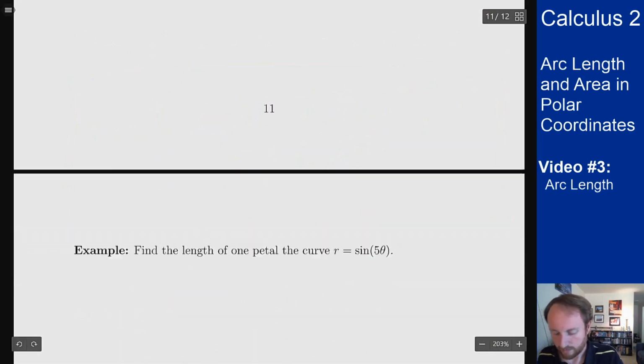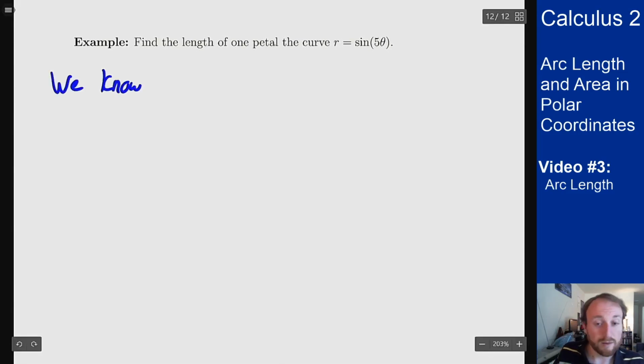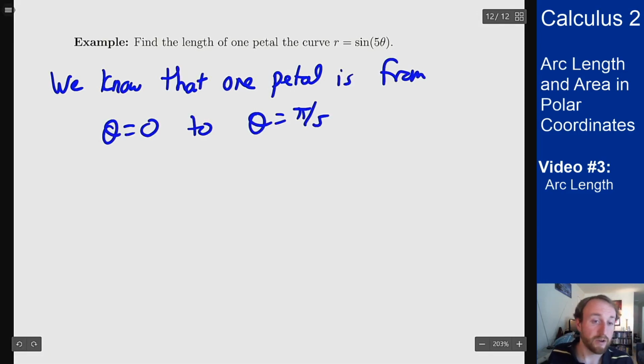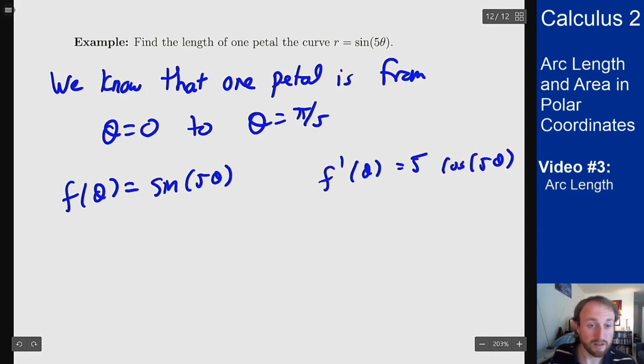So as an example to wrap this up, find the length of one petal of the curve r equals sine of 5 theta. This is our same curve from before, but now I want to do the length of one petal and not the area inside. So we know that one petal goes from 0 to pi over 5 in terms of theta. That becomes the bounds of our integral here. So then what are we integrating? Well, f of theta is sine of 5 theta, which means f prime of theta is 5 cosine of 5 theta. And now we can just plug into our formula and see what we get.